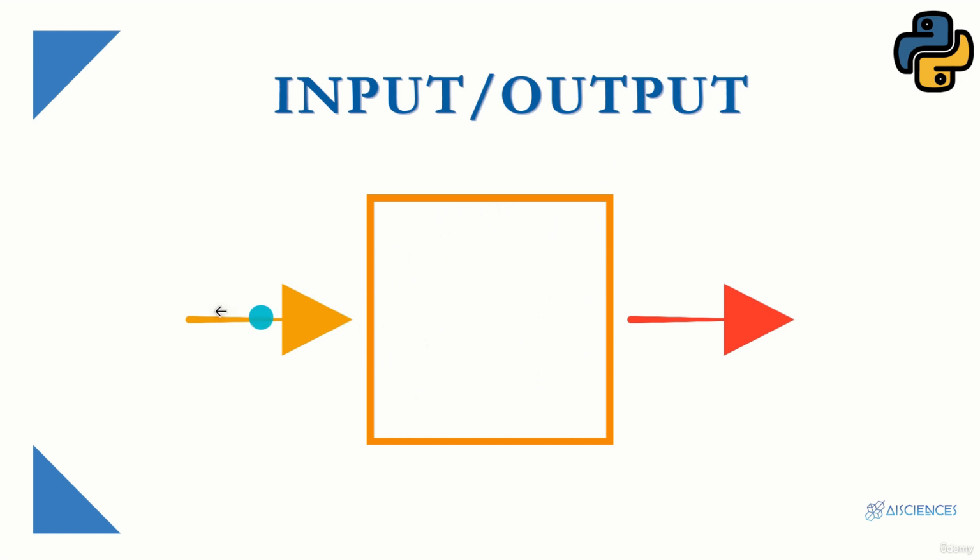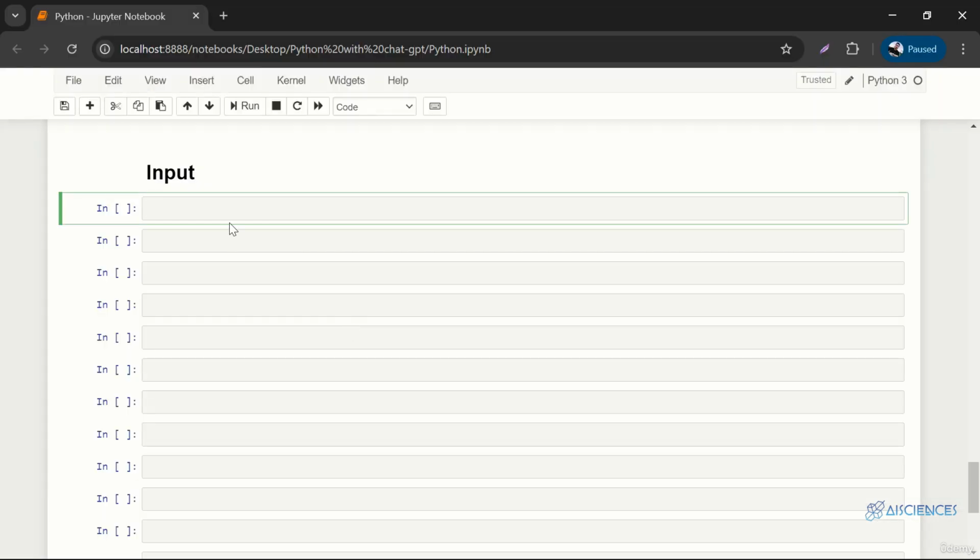But how to take input in a Python program? That is a question which we are going to solve right now. Okay, so let's move on over here. There is a function called input. And as you see, if I write input, it turns green. And then two parentheses.